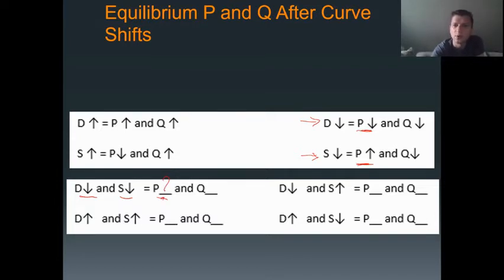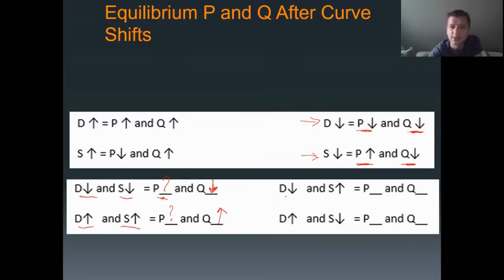What about their effects on quantity? Well, when demand decreases, quantity decreases. When supply decreases, quantity decreases. Therefore, we know quantity will always decrease when they both decrease. If the opposite occurs, and we're looking at demand increasing and supply increasing, we don't know what happens with price, but the opposite effect will happen with quantity.